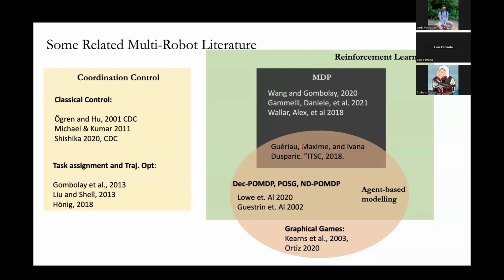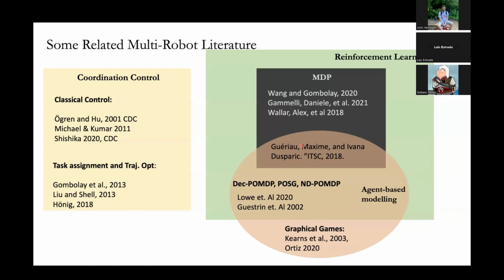On the other side, we can have more novel approaches like reinforcement learning. In this case, we might be learning a policy characterized by a set of neural network parameters to solve a problem. So in this case, we can have MDP, Markov decision process, like formulations. They are also coordination control like methods.